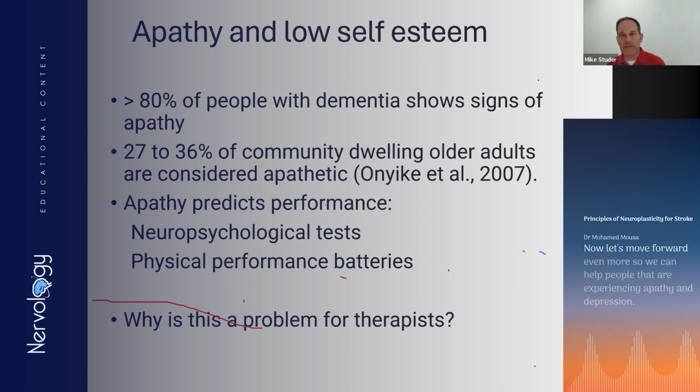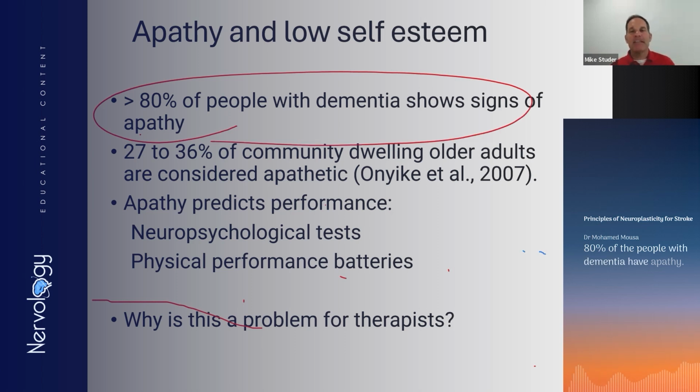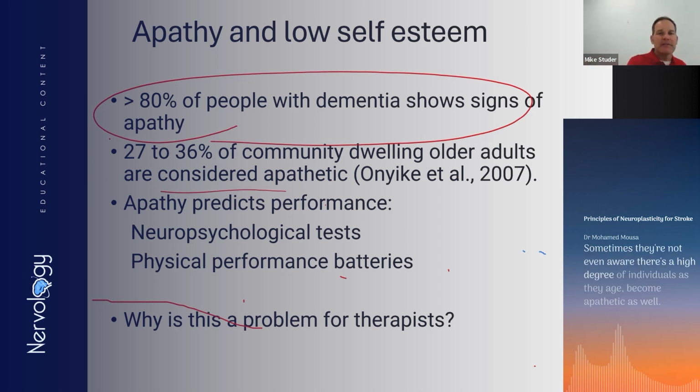Now let's move forward even more so we can help people that are experiencing apathy and depression as we begin to wrap up our time together. Apathy is very common in individuals that have incurred a stroke. 80% of the people with dementia have apathy. They don't care about how well they've done. Sometimes they're not even aware. There's a high degree of individuals as they age become apathetic as well.